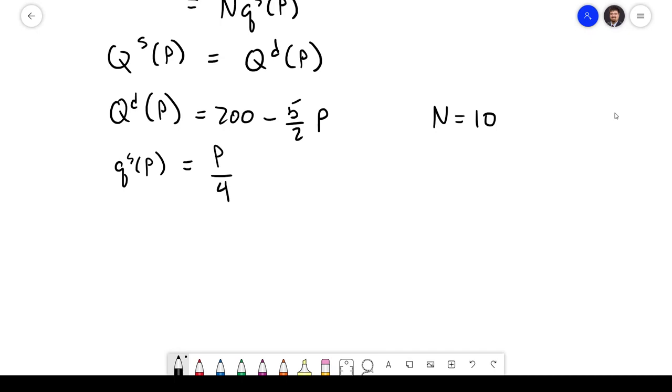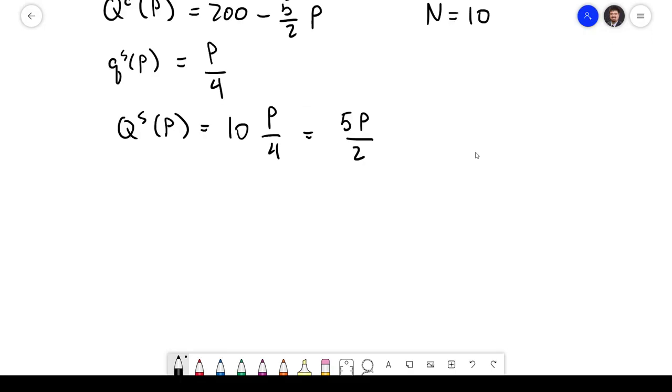This means that our market supply function will be 10 times P over 4, which is 5P over 2. To find the equilibrium price, we're going to set our quantity supplied of 5P over 2 equal to the demand of 200 minus 5P over 2, and then solve for P.